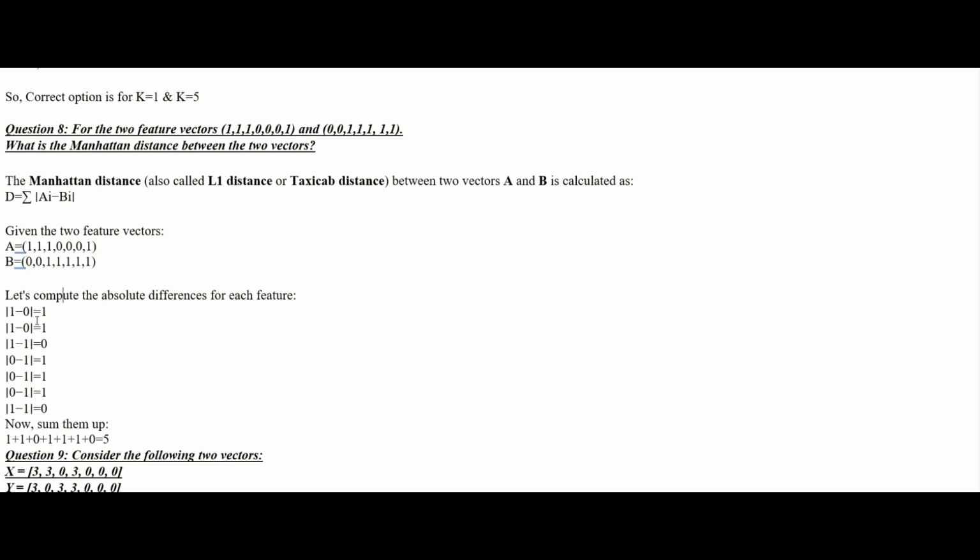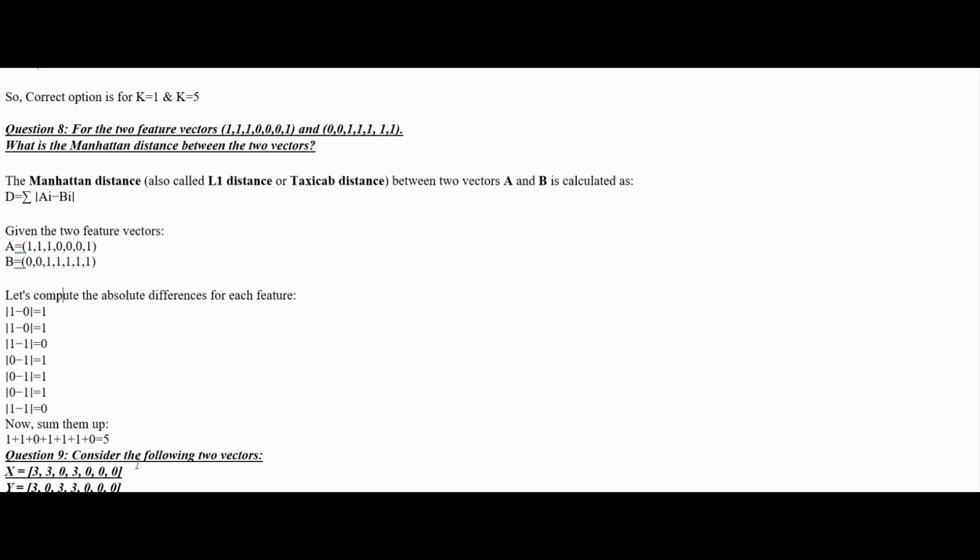Let's compute the absolute difference for each of the features. So 1 minus 0 is 1, 1 minus 0 is 1, 1 minus 0 is 1, 0 minus 1 is 1, 0 minus 1 is 1, 0 minus 1 is 1, 1 minus 1 is 0. Now sum all these things: 1 1 1 1 1. So that is equal to 5.